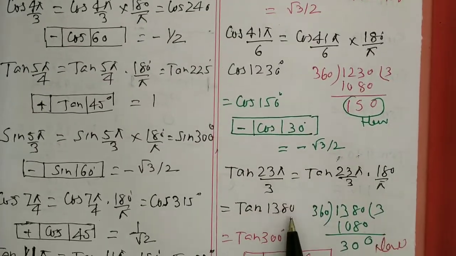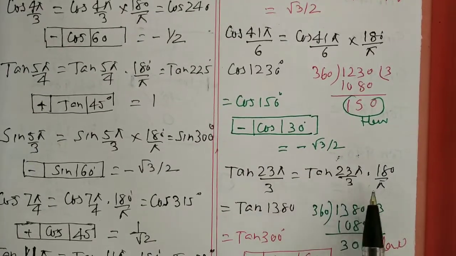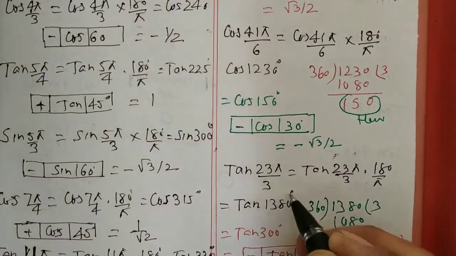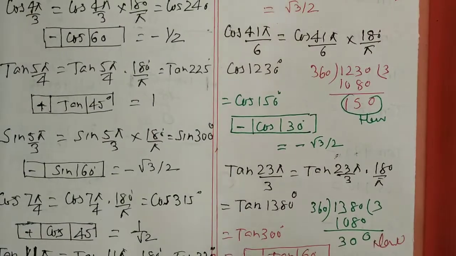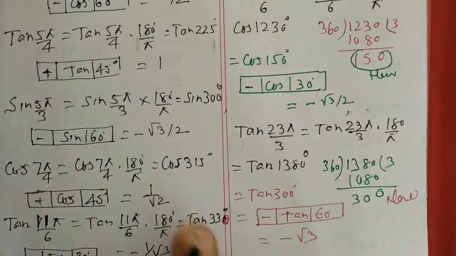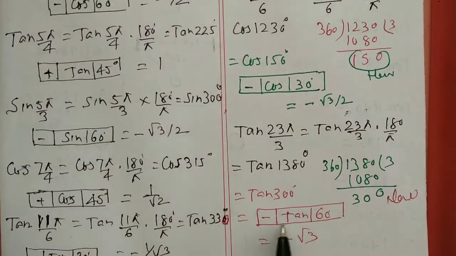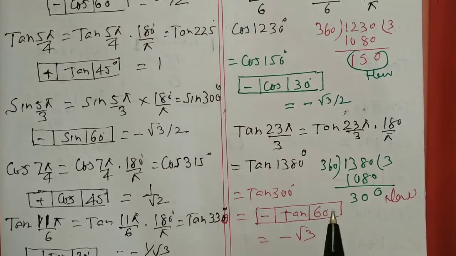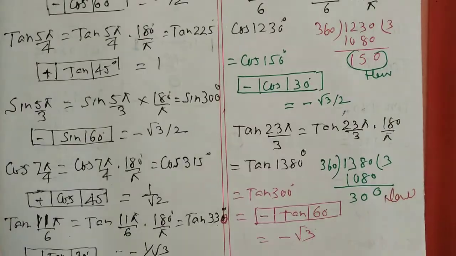Tan 23 pi by 3. This is converted to degrees, it becomes 1380 degrees. 1380 degrees divided by 360, the remainder is 300. So in the fourth quadrant, tan is negative, tan remains tan. 300 deviated from 360 becomes 60, so minus root 3 is the answer.